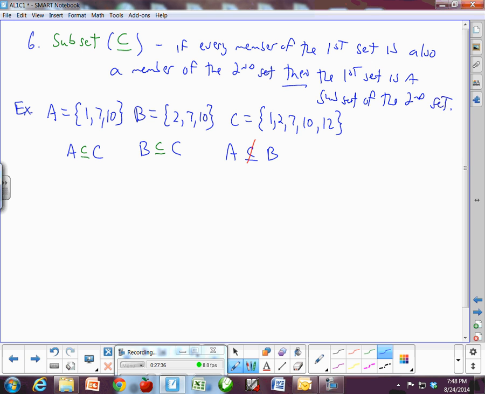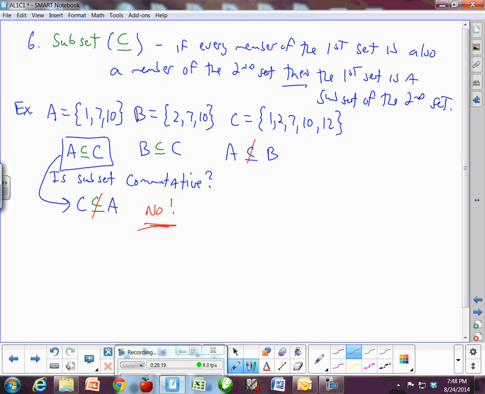So I'm going to ask this question. Is subset commutative? All right, so let's just look at this. We already said that A is a subset of C, right? So can we then change the order? Is C a subset of A? Are all the members of C in A? All right, is the 1 of C in A? Yes. Is the 2 of C in A? No. Okay, that's it. We don't even have to go any further. Are all the numbers of C in A? No, so that's not true. So is subset commutative? No, it is not commutative.